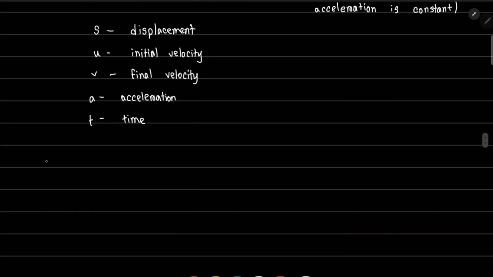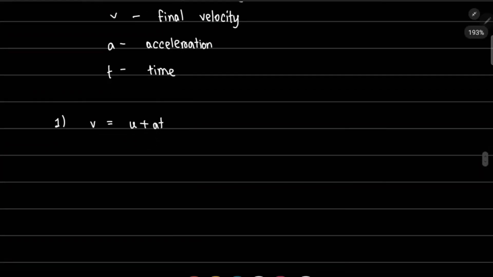Now the equations that you need to know are these. The first one is the most basic. It's V equals U plus AT. So the final velocity is the initial velocity plus acceleration times time. The thing that you need to remember more is which term isn't included in each equation. So in this equation, we don't have S. So we don't have displacement in this equation. So if we don't need to work with displacement, we will use this equation.